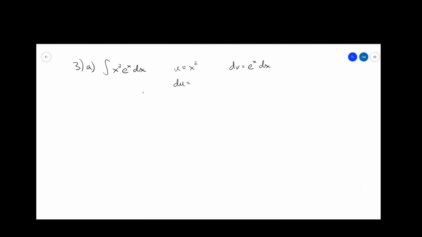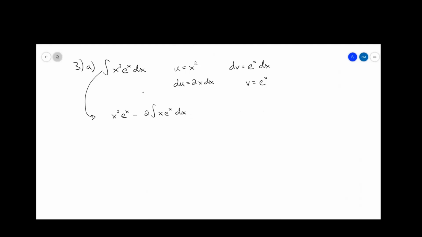Then we find du is 2x dx, and then we find that v, the antiderivative of e to the x, is itself e to the x. And so putting those into the parts formula, we get uv, so x squared e to the x, minus the integral v du. There's a 2 on that, and then we get an x e to the x. Okay, so there we are. That's what we get.